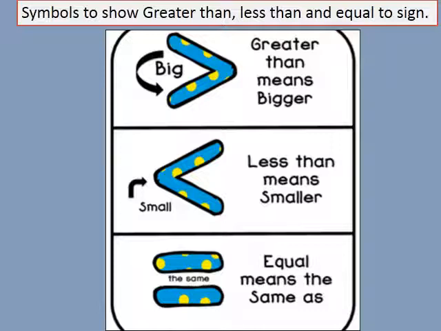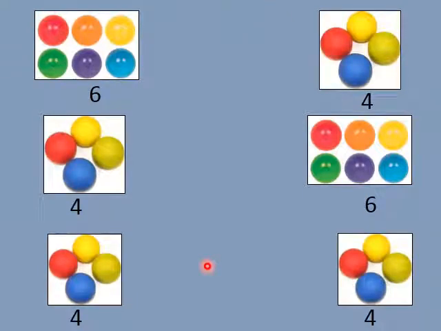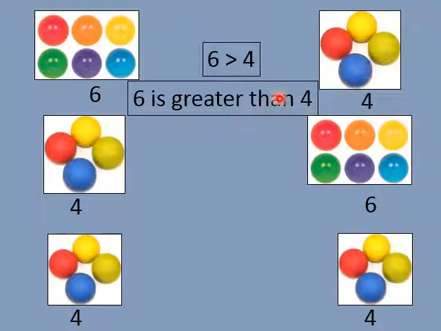And the last one, when both the sides have the same number, we will be putting the equal to sign. Here in front of you, you can see that there are 6 balls on one side and 4 balls on the other. So how do we compare them? We can write 6 with a greater than sign, the crocodile mouth is open towards 6 because 6 is the bigger number, and 6 is greater than 4, the smaller number. We read it as 6 is greater than 4 because this is the greater than sign.